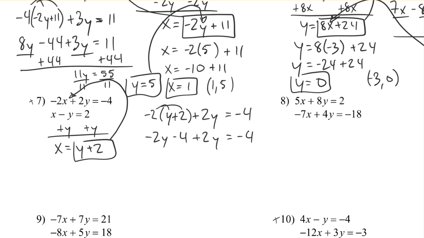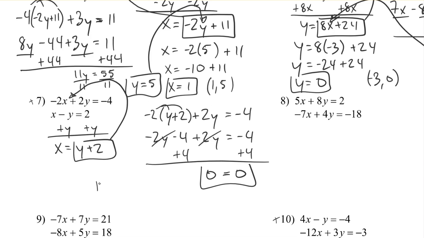And what happens here? Negative 2y plus 2y, those are going to combine to make 0, right? And we're going to add 4 to both sides. So we're going to get 0 equals 0. Does that make sense? Yeah, 0 does equal 0. So if we get something that makes sense, then we know that our solution is all real numbers, because we've actually got the same line twice. Let me prove this to you.